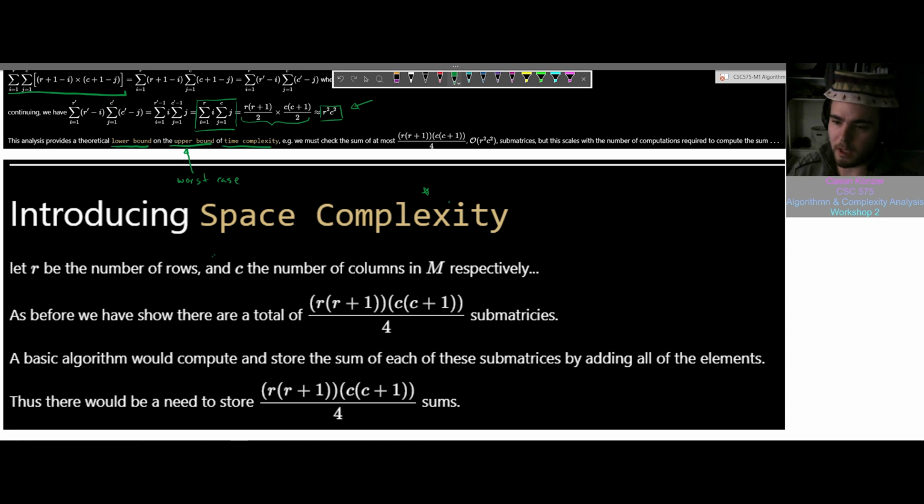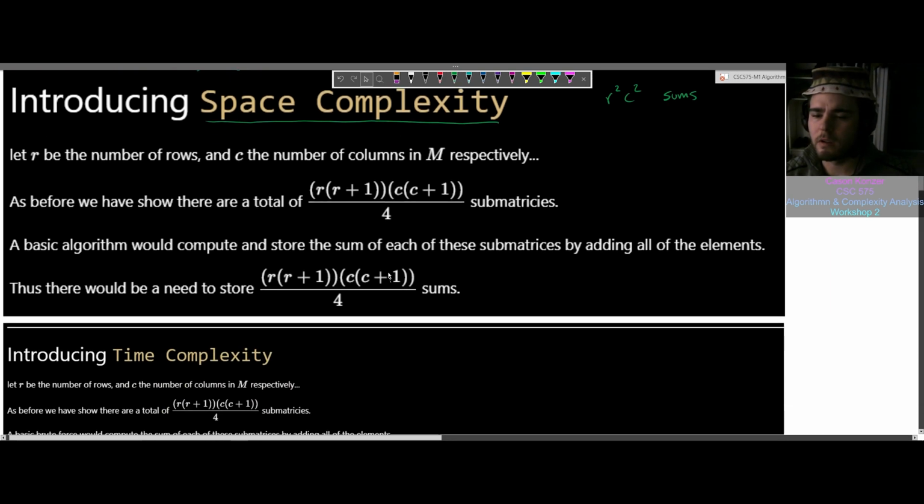So what I'm getting at with the introduction to space complexity is that we must store all of the possible sums in a naive approach. So we don't have to. But in a naive approach, we would store all of the possible sums, and so we would need to store r squared, c squared sums in our memory.